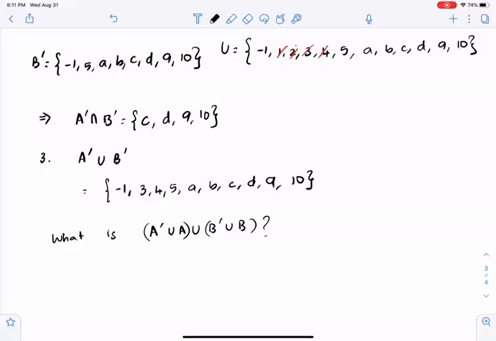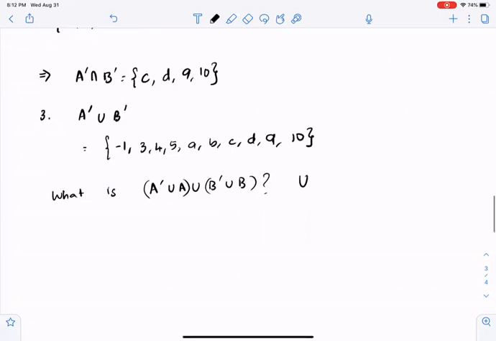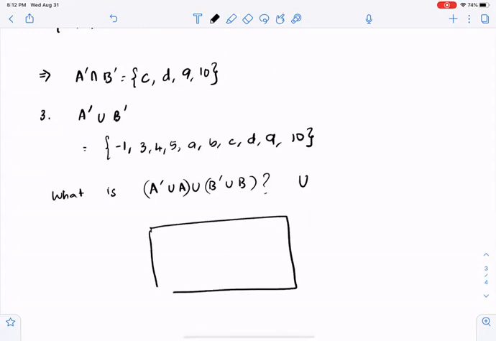What is A complement union A union B complement union B? So this would equal the universal set U. If you can't see it right away, don't write it out in the roster method because we have a lot of elements. Think about it using Venn diagrams.